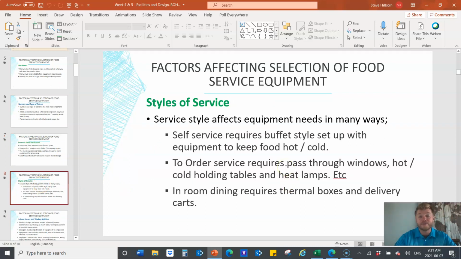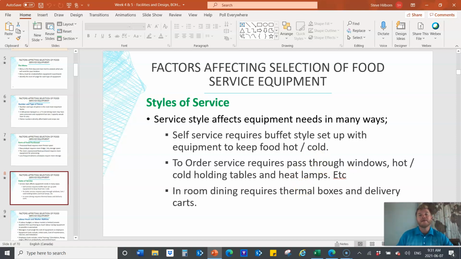Next one is the style of service, of course. So a self-service requires buffet setup with equipment to keep food hot and cold, whereas a per-order restaurant or casual sit-down dining restaurant usually requires hot windows or cold holding tables back inside the kitchen. So it's not necessarily that they wouldn't use these equipment, it's more so where the location of these would be. And some of those hot windows or the things that we use in the back of house aren't necessarily customer safe. So while it might be similar equipment, they might look a little bit different.